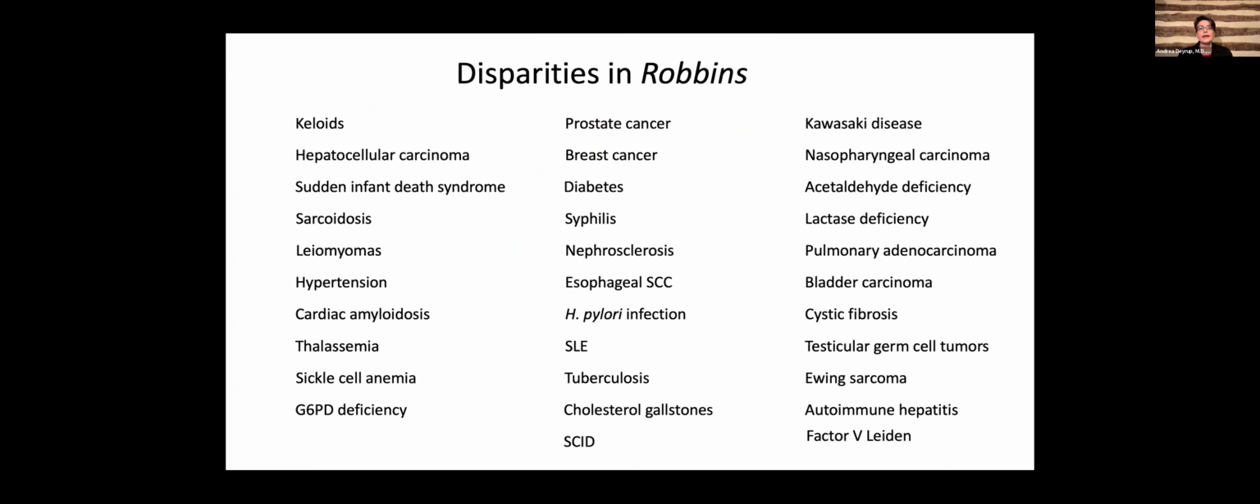So I'm going to quickly just take you through an example of what we're doing in Robbins. So after I found these disparities in Robbins, I spent about a year going through the literature, and I have a document called the disparities document, which I'm happy to share with anyone who wants it. I just would point out that the chapters were written by different authors in that edition, and there were no neurology or neuropathology focused disparities.